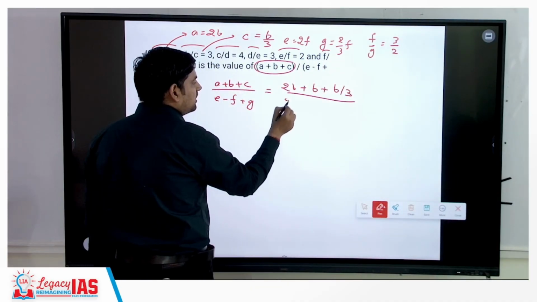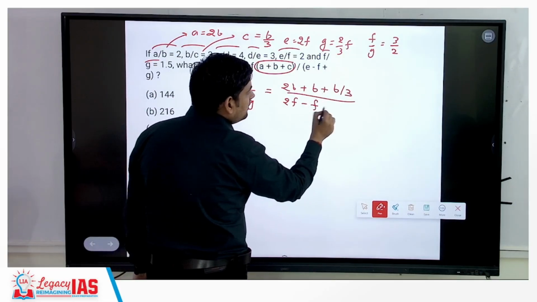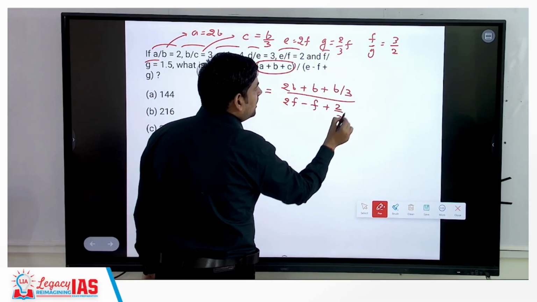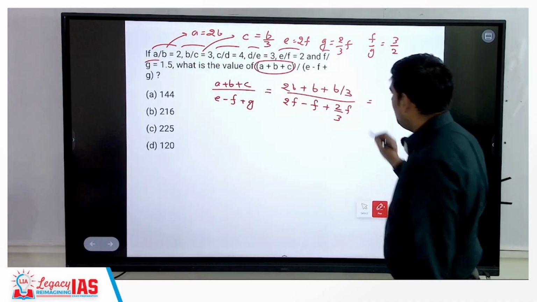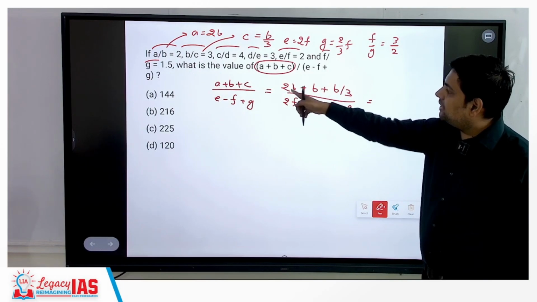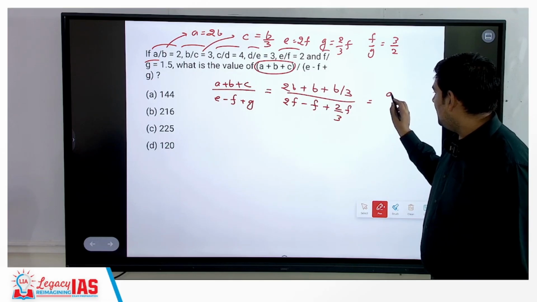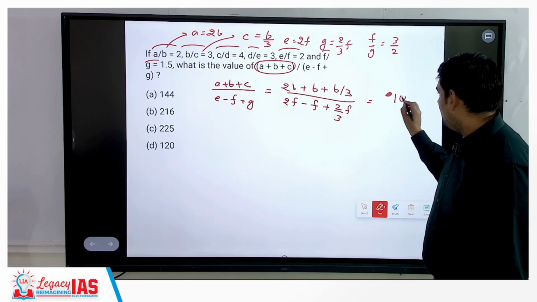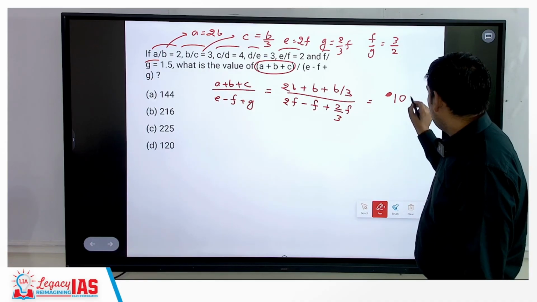So E minus F plus G is 2F minus F plus G, and G is 2 by 3 F. That's it. Now you just add them. What do you get? 3 will become the denominator and it will become 3 into 2, 6. 6 plus 3, 9. 9 plus 1, 10. This will come out to be 10B.